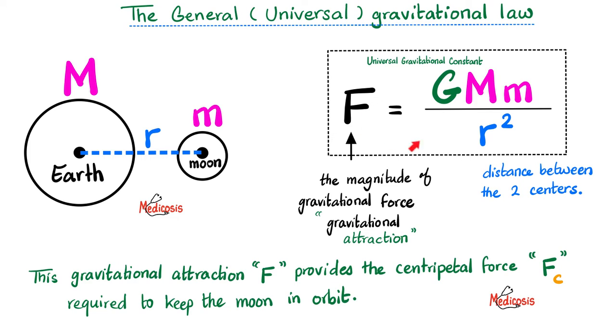But hey Medicosis, where did this come from? I don't get it. What does this even mean? Well, remember when we said before in video number 1 in this playlist that if A is directly proportional to B, then we can remove this proportional sign and replace it with equal, but don't just say equal. It has to be equal to a constant, and then you multiply that constant by B.